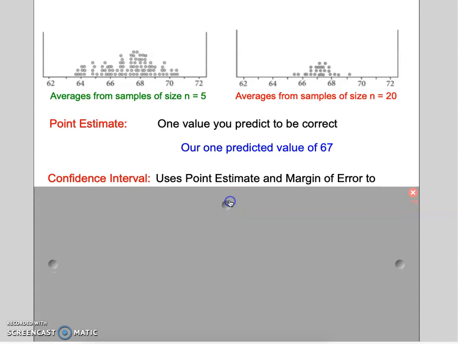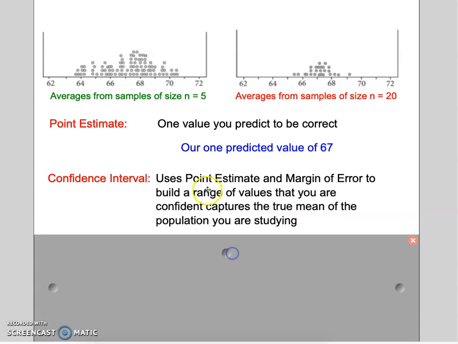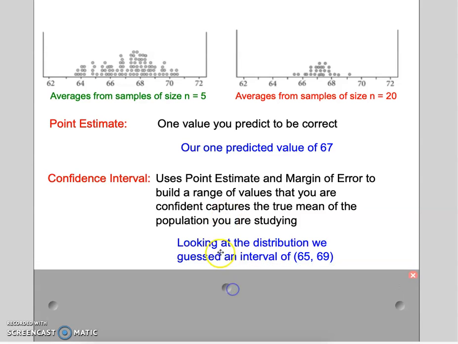Okay, confidence interval. Confidence interval is a range of values. So it uses the point estimate and something we'll talk about next called a margin of error to build a range of values that you are confident captures the true mean. In the problem we just had done, it was 65 to 69 was the confidence interval we built.